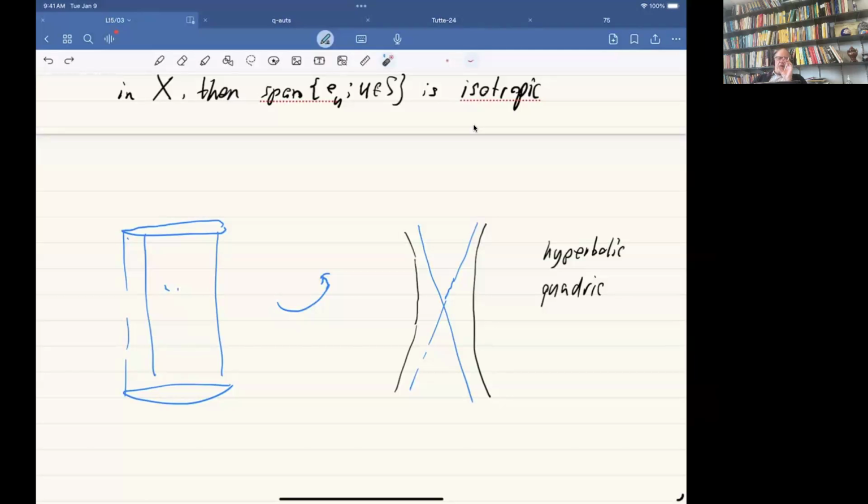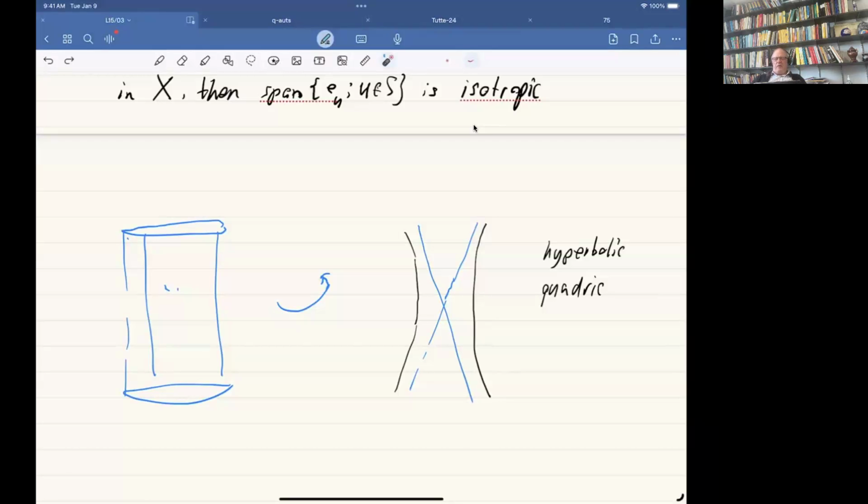Now, if I rotate the top through an angle minus alpha, I'll get the same quadric, but I get a second set of lines. So the conclusion geometrically is there are two sets of lines through each point. There are two lines through each point on the quadric. Now each of these lines is an isotropic subspace.